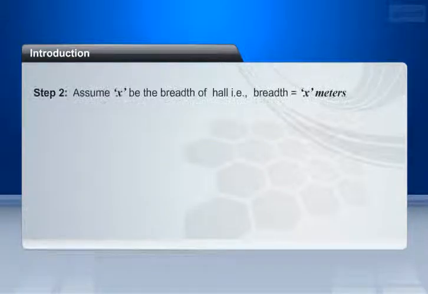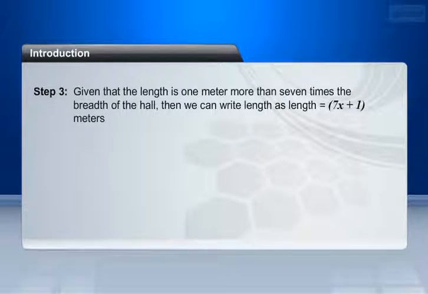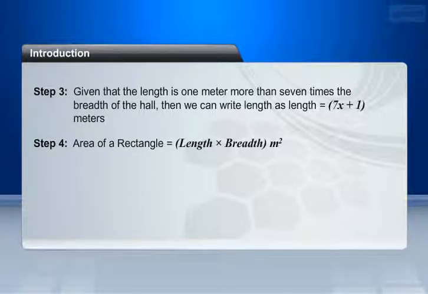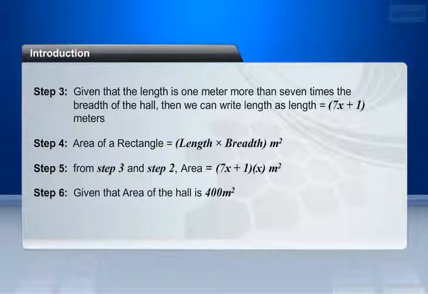Step 2. Assume x be the breadth of the hall, that is, breadth equals x meters. Step 3. Given that the length is 1 meter more than 7 times the breadth, we can write length equals 7x plus 1 meters. Step 4. As we know, area of a rectangle is length into breadth, meter square. Step 5. From step 3 and step 2, area equals (7x plus 1) into x, meter square. Step 6. Given that area of the hall is 400 meters square.